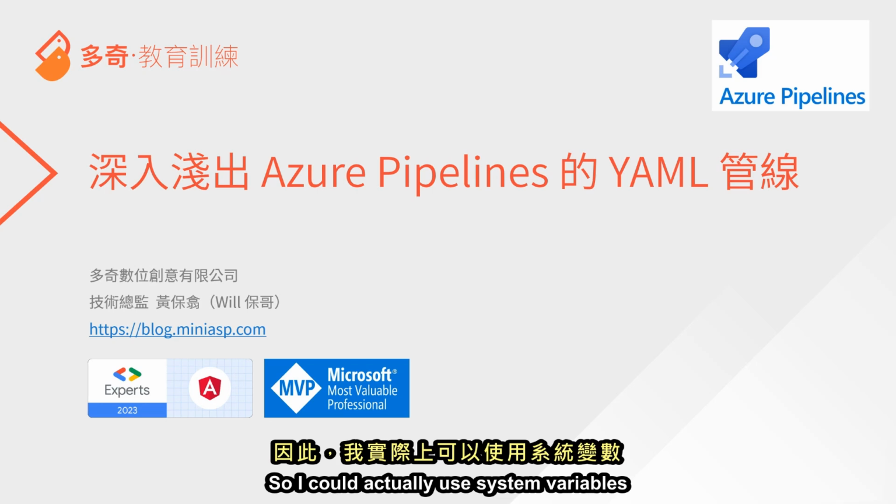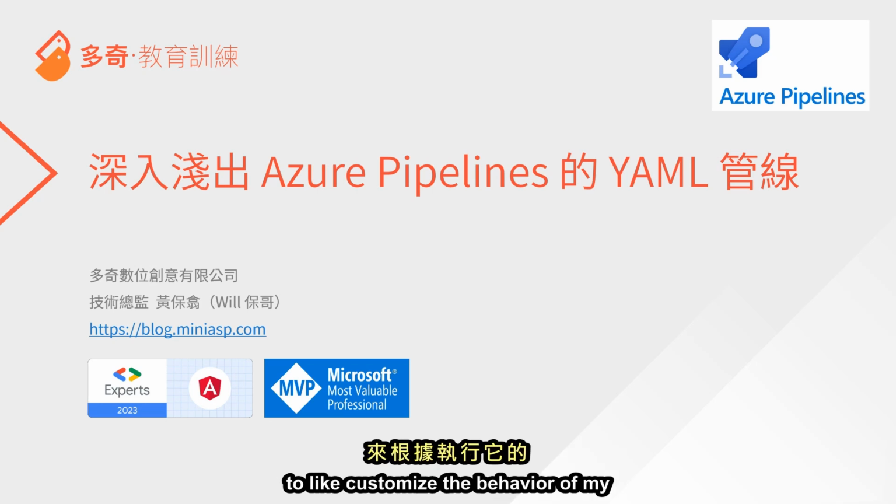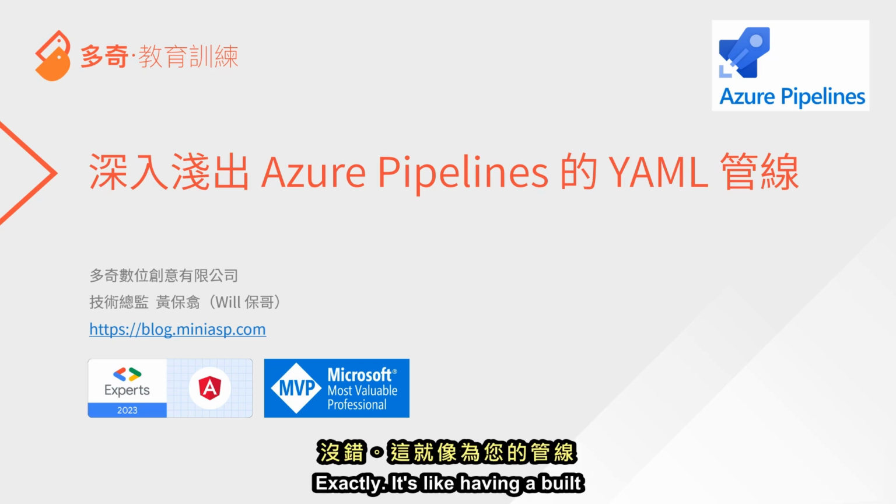So I could actually use system variables to customize the behavior of my pipeline based on which agent's running it or why the build was kicked off. Exactly. It's like having a built-in intelligence system for your pipeline.